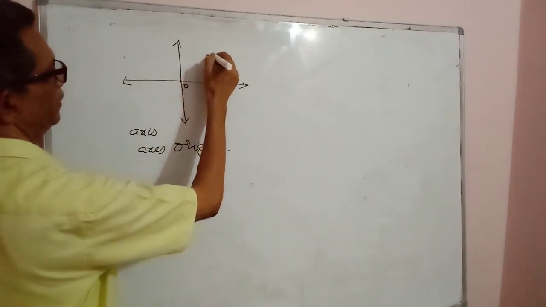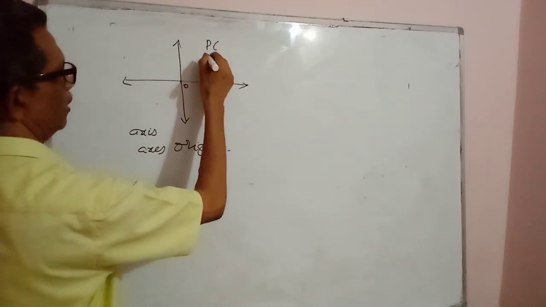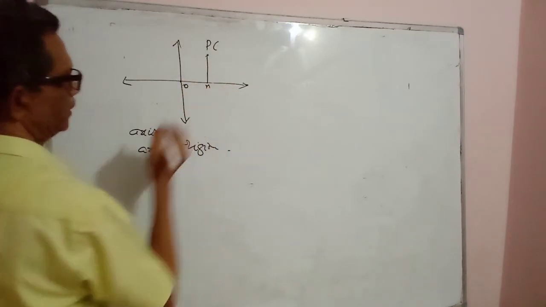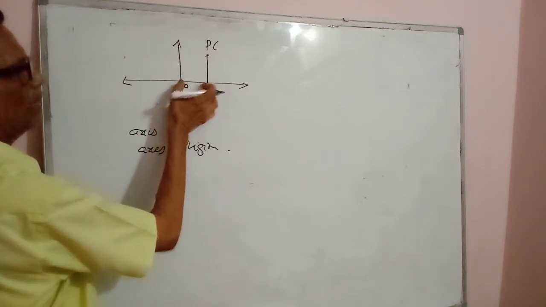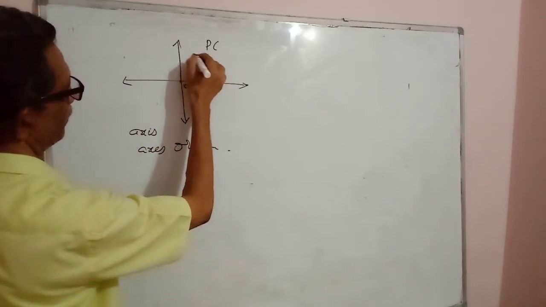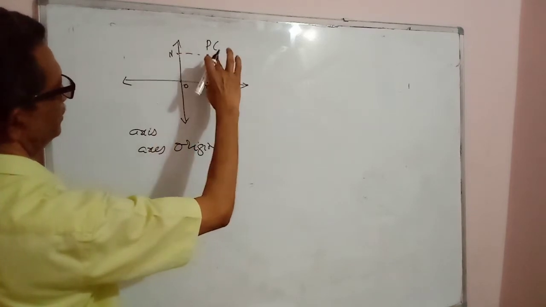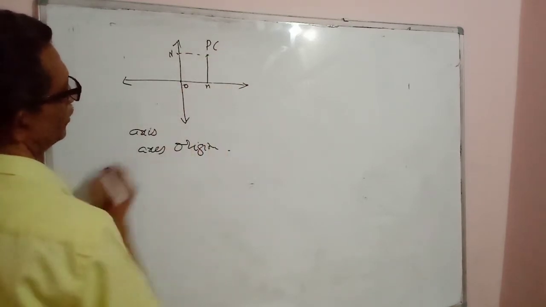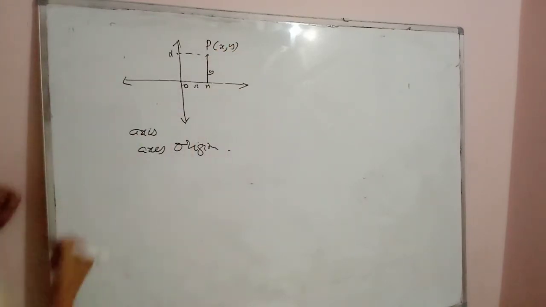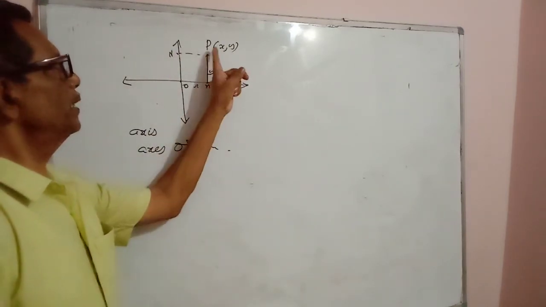And take a point here, a point P. It can be here. So draw a perpendicular from the point to the x-axis. Let it meet the x-axis at M. Then this OM is called the x-coordinate of the point P. And draw a perpendicular from P to the y-axis, meeting at N. This ON is equal to PM, so this is called the y-coordinate. So if this is x and this is y, the point is denoted as P(x, y).